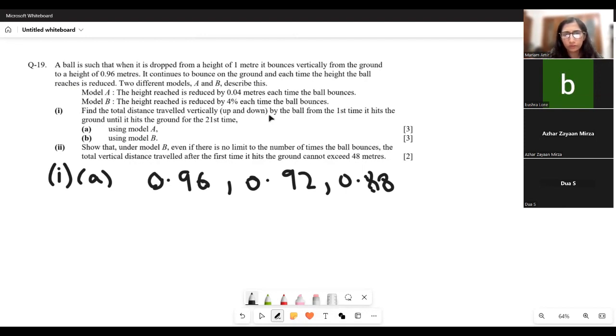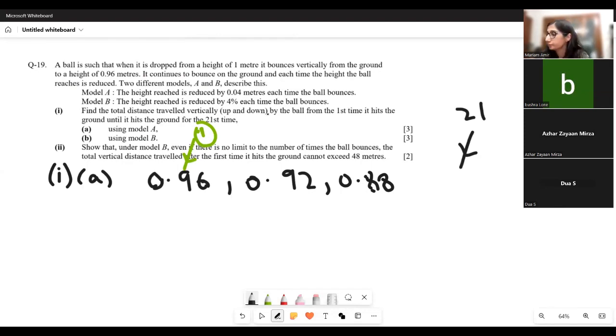What we have to do is find the total distance traveled vertically up and down by the ball from the time it hits the ground until it hits the ground for the 21st time. So this is going to be the first time it hits the ground, and after the first time it hits the ground, we now have to see what the value is when it hits for the 21st time. So how will we find that? At the first hit it is 0.96, at the second hit it is 0.92. The difference is 0.04.